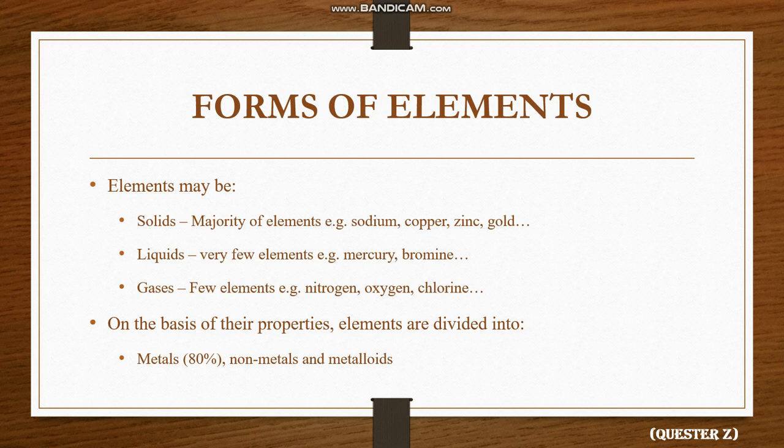On the basis of their properties, elements are divided into metals, non-metals, and metalloids. Among the elements present in the periodic table, 80% are metals.